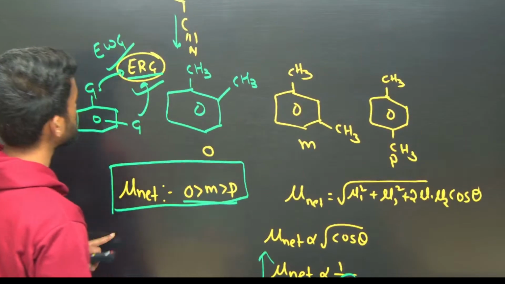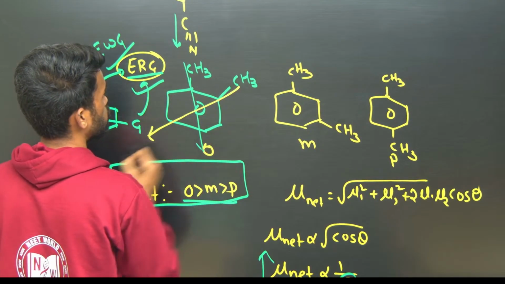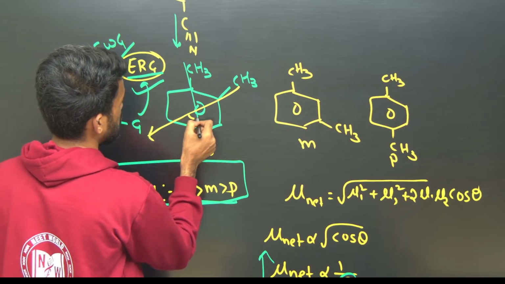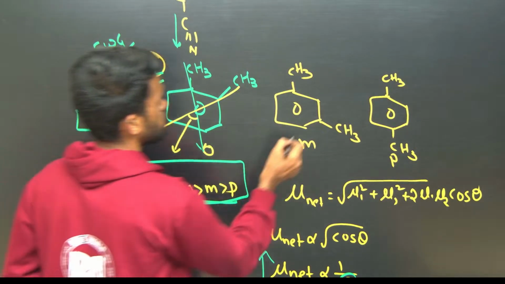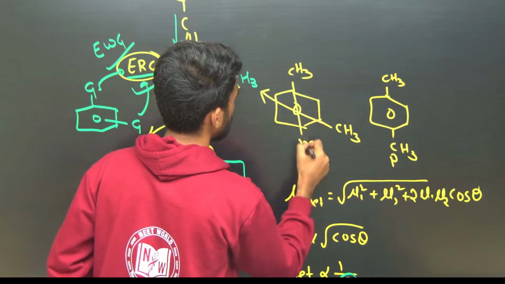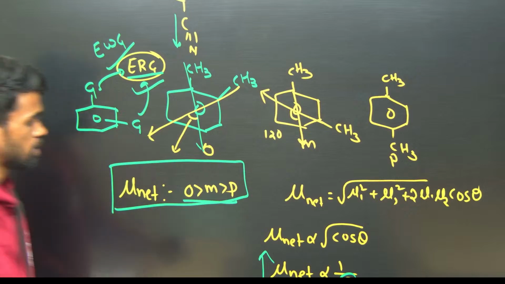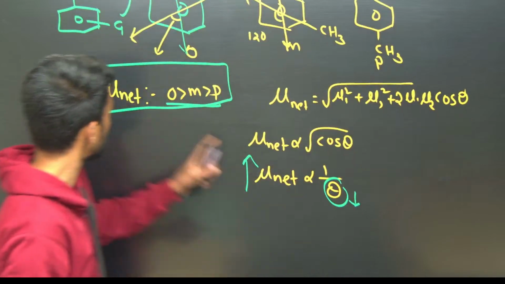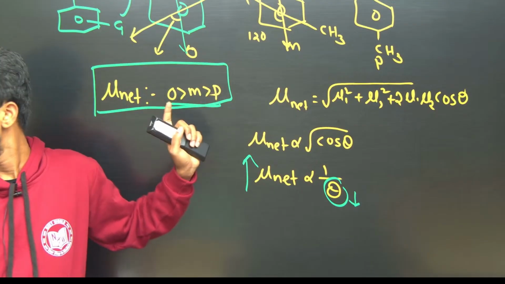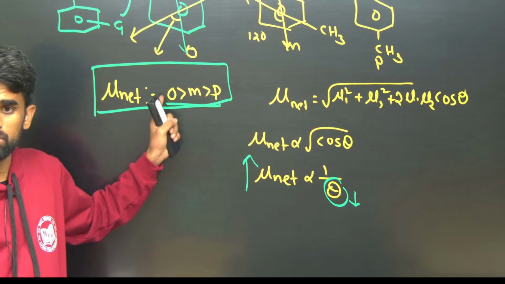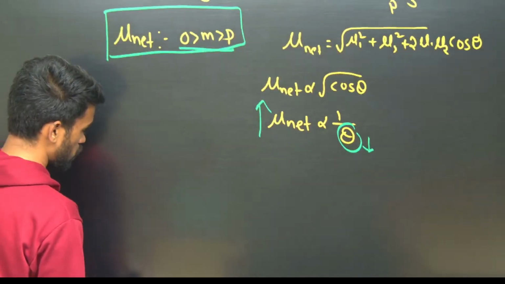Based on this, this is an electron releasing group, this is also an electron releasing group. So what is the resultant theta they are making? That value you need to check. Here you are getting around 120 degrees. So based on this, theta is inversely proportional to mu net. Now based on this we got this order. What is the order? Ortho, meta, para. So which is having maximum? Ortho, next meta, para.